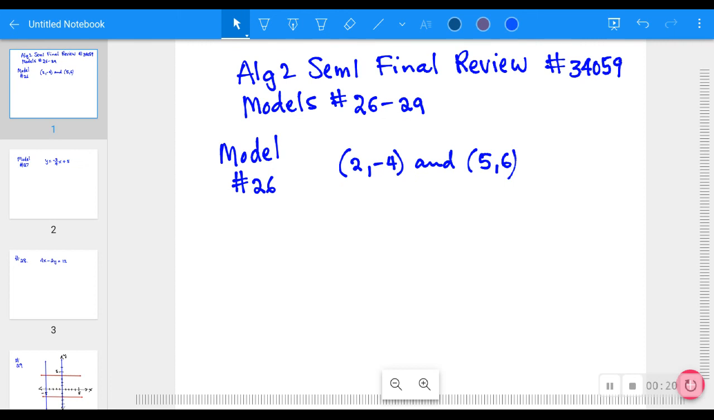Okay, what we're supposed to do on number 26 is find the slope-intercept form of the line that goes through these 2 points. So we'll first of all find the slope.